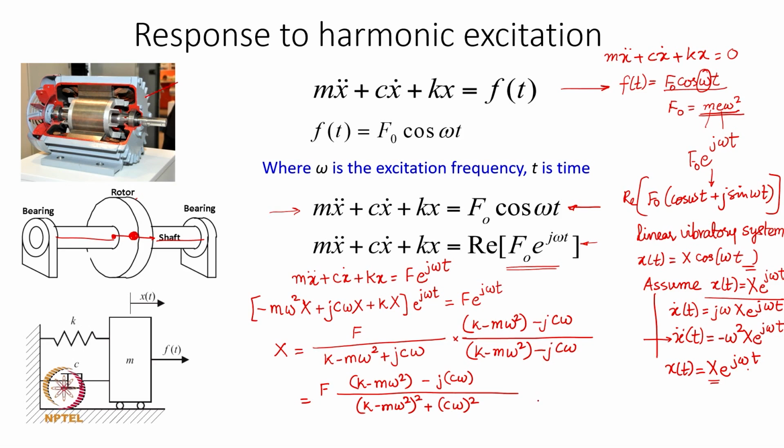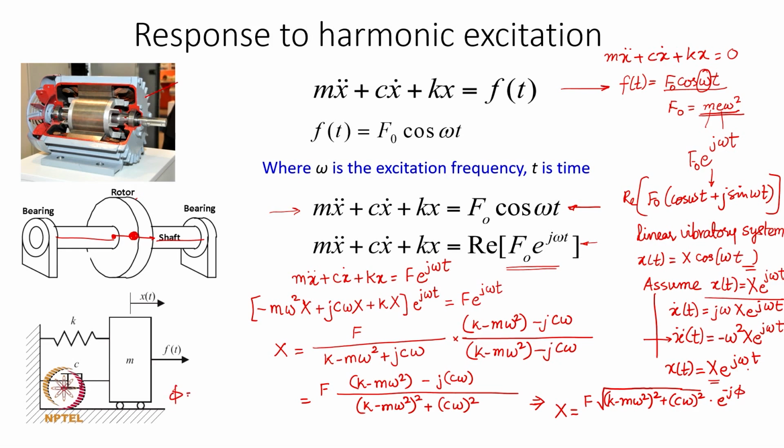I can write the same expression, so I will write capital X equal to F, and can I write this A minus JB as square root of A square plus B square, right. So, I can write this as k minus m omega square whole square plus C omega square, e to the power minus j phi, some angle.